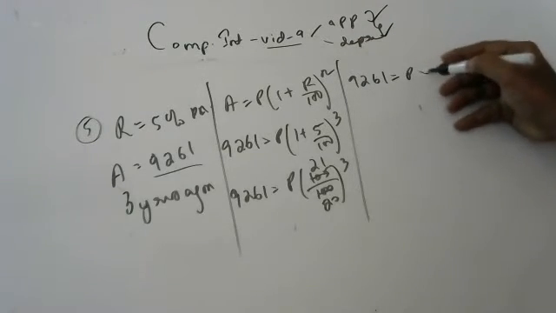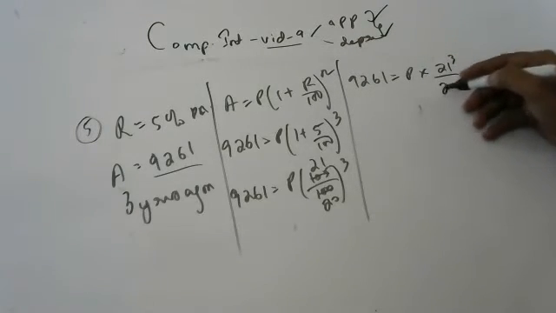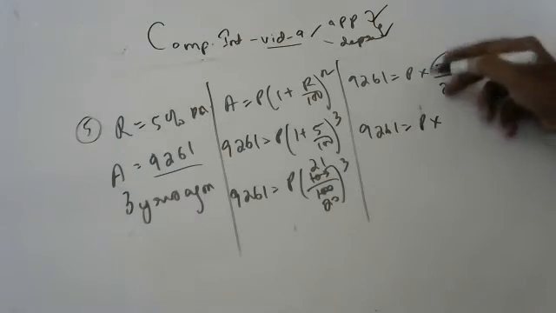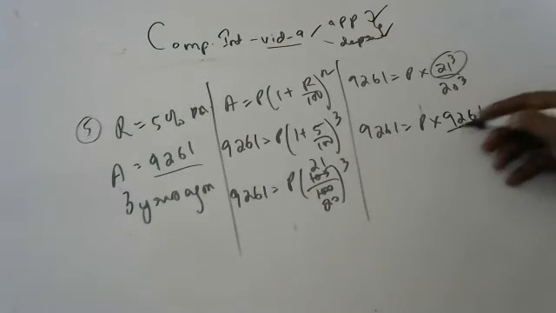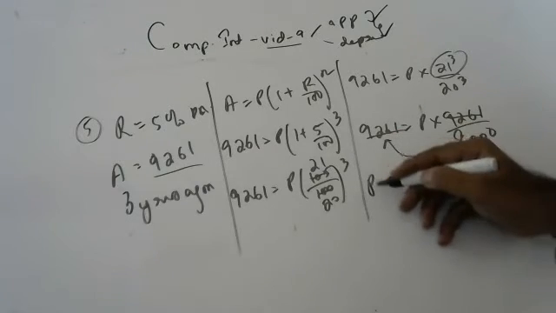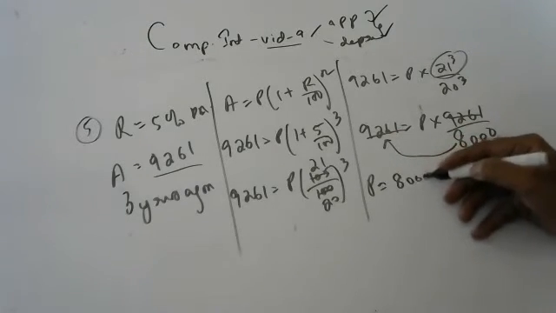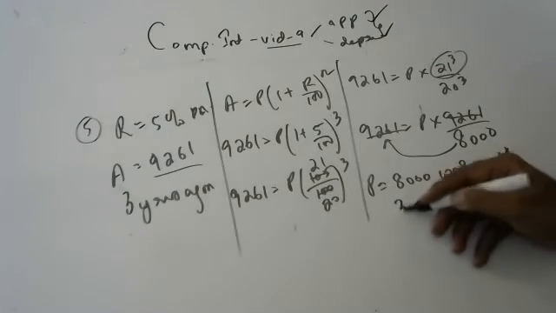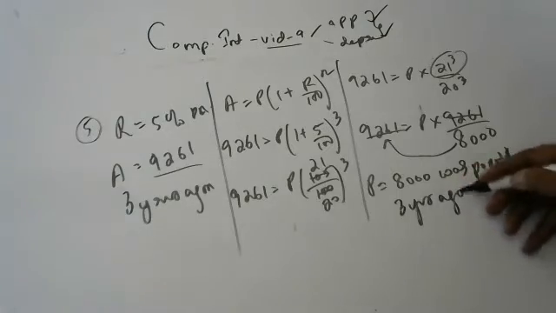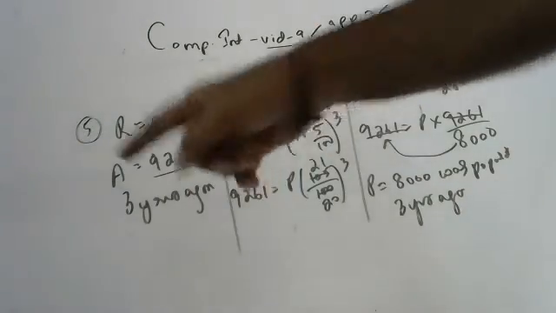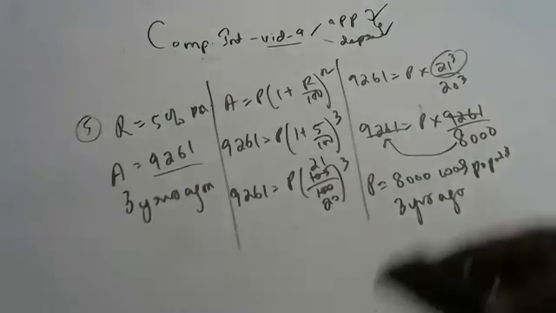9261 is equal to P into 21 cubed by 20 cubed. So 9261 is equal to P into 9261 by 8000. This goes here. So 8000 was the population 3 years ago. Now after 3 years it became 9261. Okay, next.